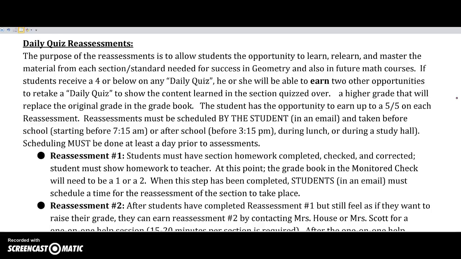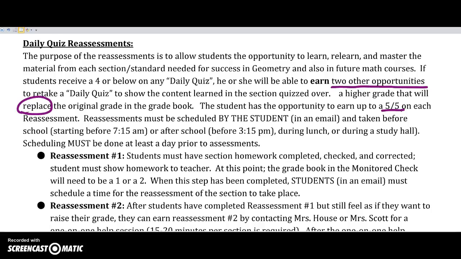If students receive a 4 or below on any daily quiz, he or she will be able to earn 2 other opportunities to retake the daily quiz to show the content learned in the section quizzed over. A higher grade will replace, yes, you saw replace, the original grade in the gradebook. The student has the opportunity to earn up to a 5 out of 5 on each reassessment.